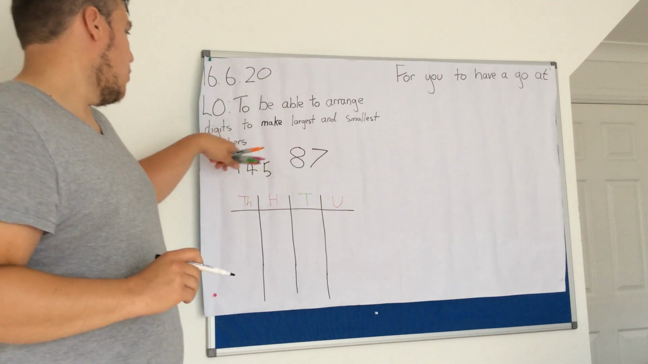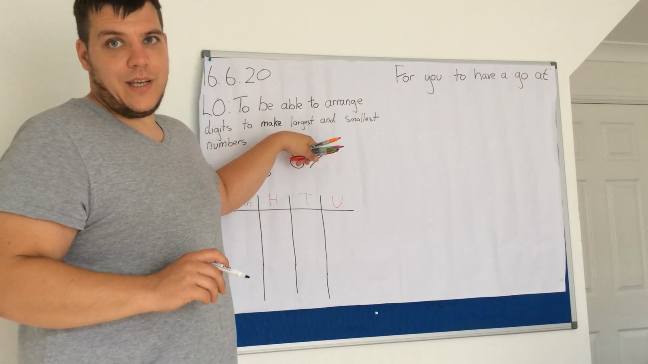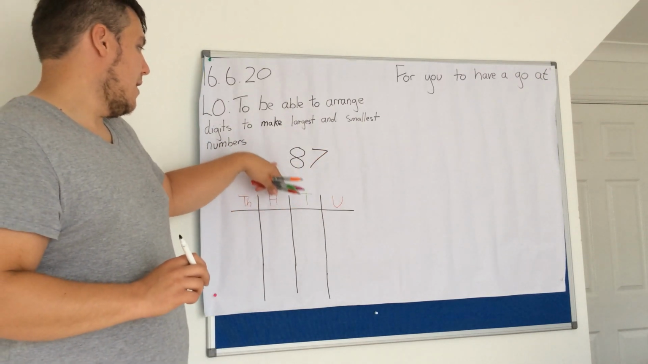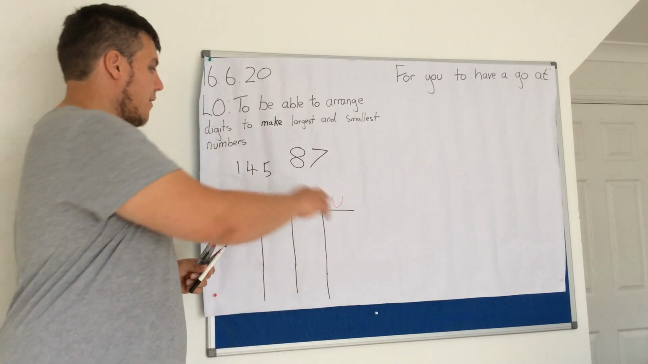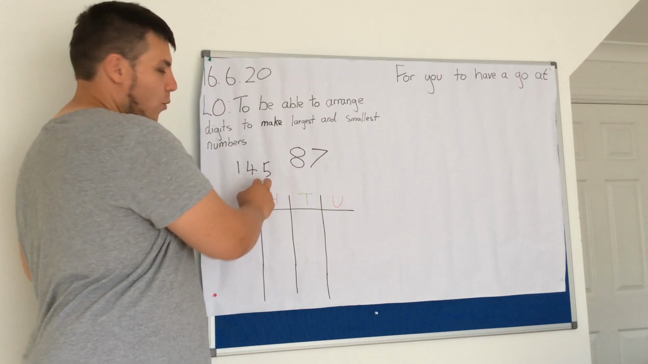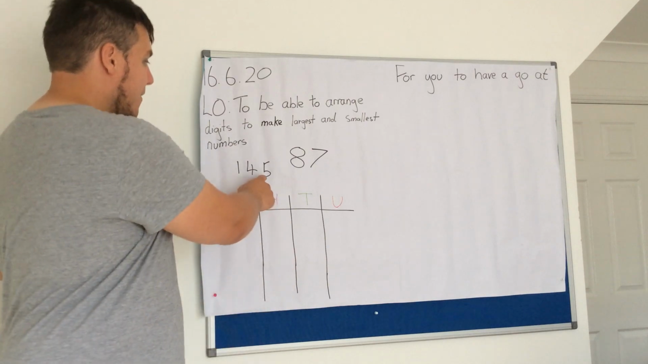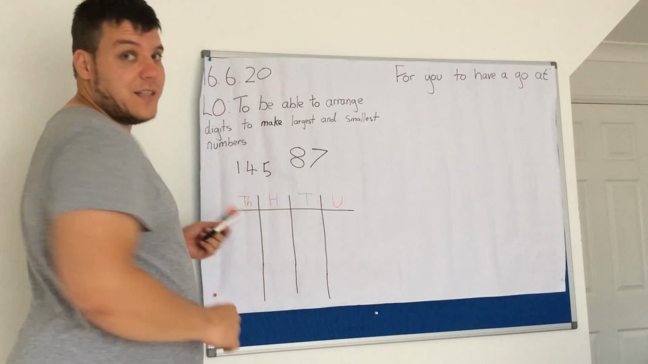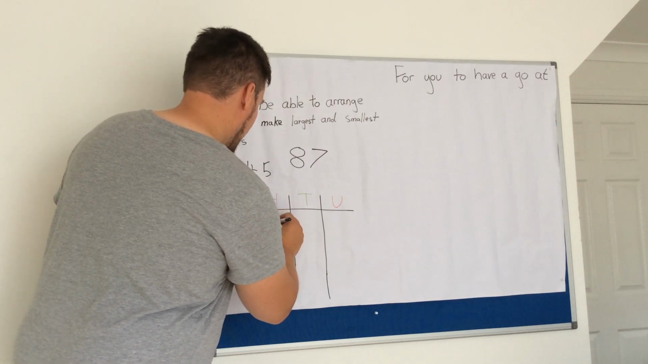So first of all, we're going to have a look at making the largest number we can. I've got those 3 digits to do it with. If I want to make the largest number out of those digits, Holly, which one do I want to give the biggest value to? The 5. So I want to give the 5 the biggest value. Because it's a 3-digit number, the biggest value I can give it is 100.